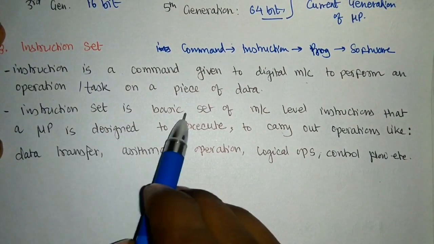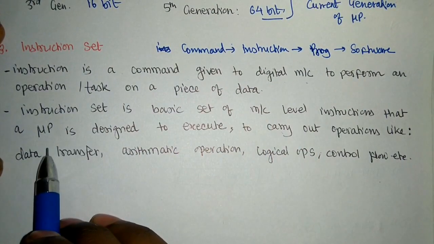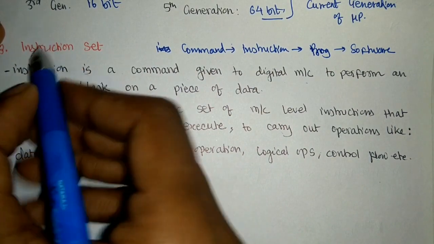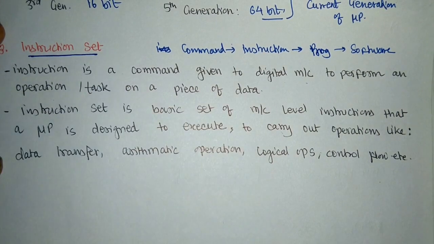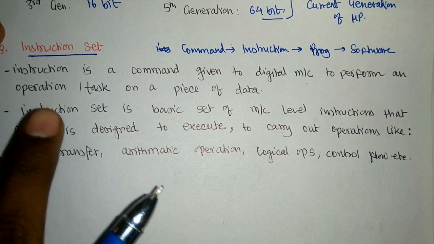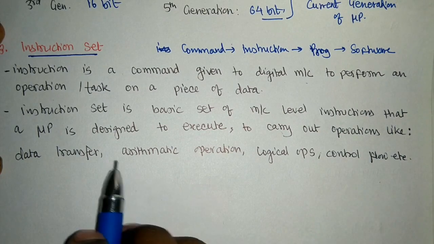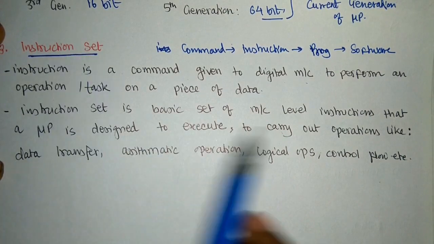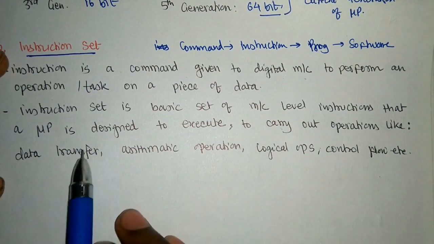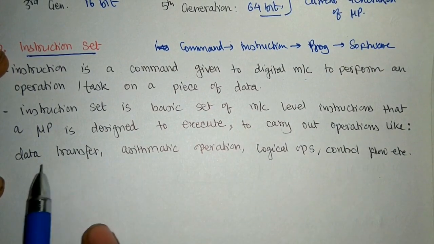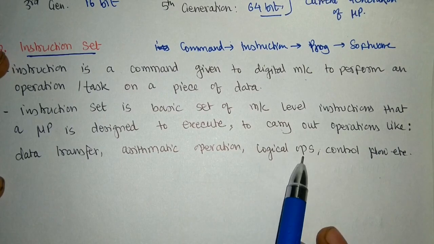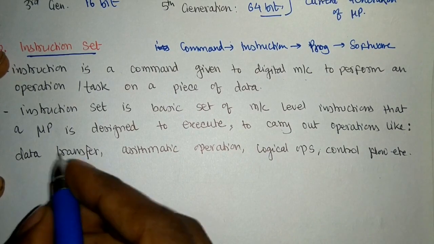The instruction set is the basic set of machine level instructions that a microprocessor is designed to execute. When we talk about the instruction set, it basically means the number of instructions that my system can execute. The clock speed was the number of cycles that it can execute per second, and the instruction set is the total number of instructions that it can execute. It's not necessary that it has to execute them in one go or at per second speed only. So that is the basic difference between instruction set and clock speed. To carry out operations like data transfer, arithmetic operations, logical operations, control flow, etc., we can have such instructions in our microprocessors.